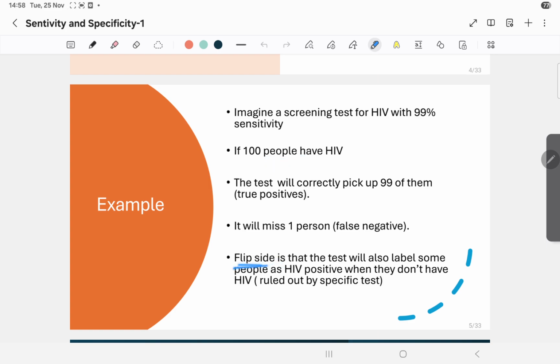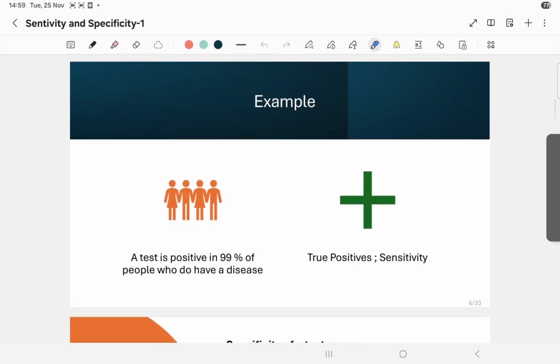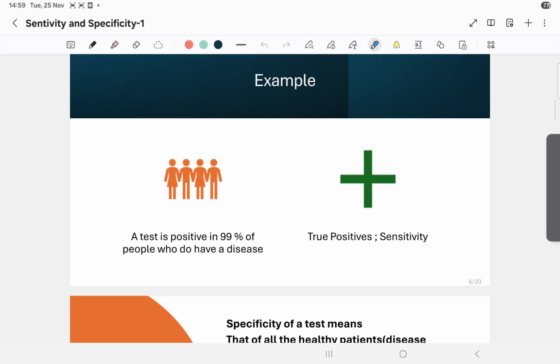Flip side is that the test will also label some people as HIV positive when they don't have HIV. So it will catch all the HIV people, but it will label some people as HIV positive when they are actually disease negative. So that is the flip side of a sensitive test. Another way of saying is a test is positive in 99% of the people who do have a disease. So these are true positives. So that is what we mean by sensitivity.